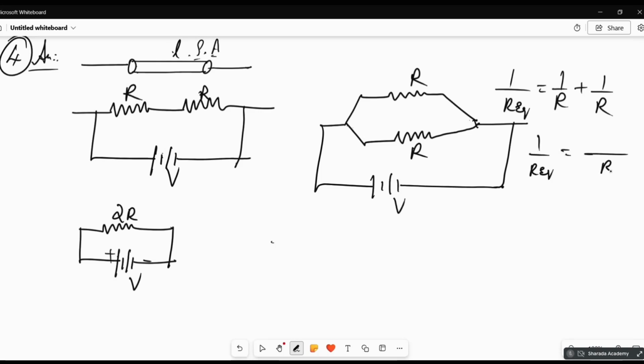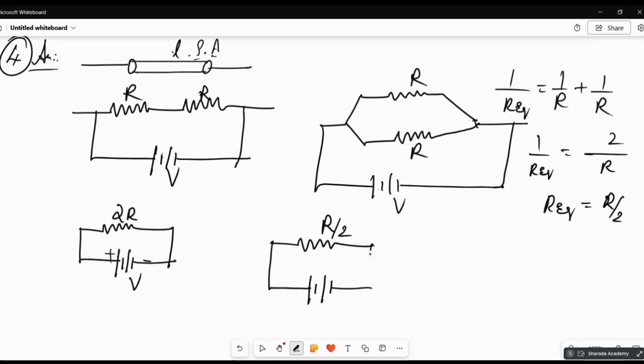Will be equal to, so R equivalent here will be R by 2. Okay, so another circuit which is in parallel here, now resistance becomes R by 2, and for this also the potential difference is same. He has given it as same, so it is V. Okay, now what is the heat produced in both?